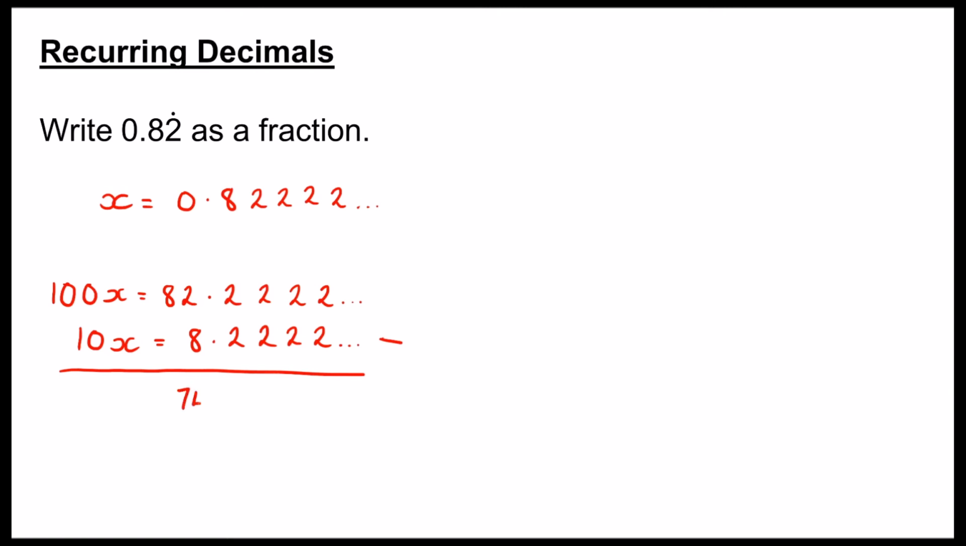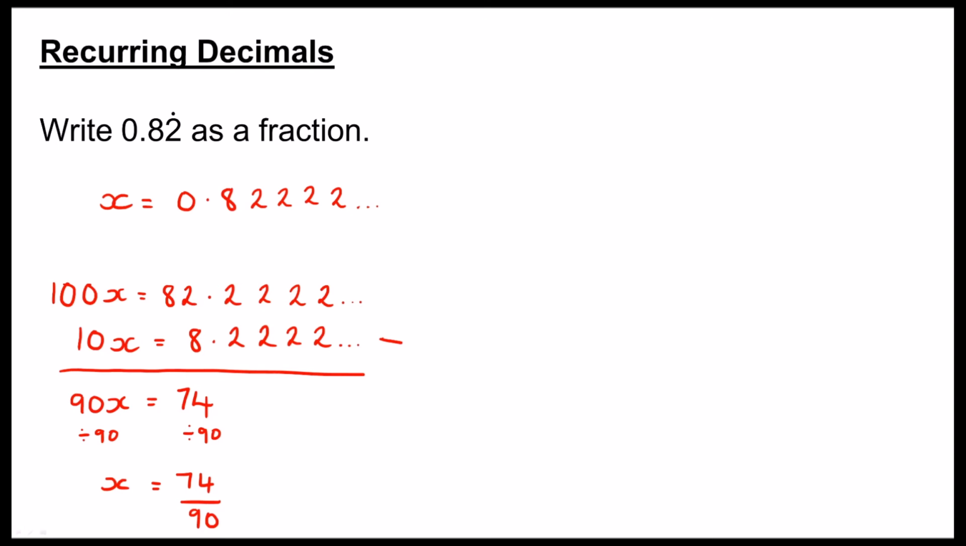That gives me 74. I also know that 100x take away 10x would give me 90x. So 90x is equal to 74. I can now solve this equation by dividing both sides by 90. That therefore gives me x is equal to 74 over 90.